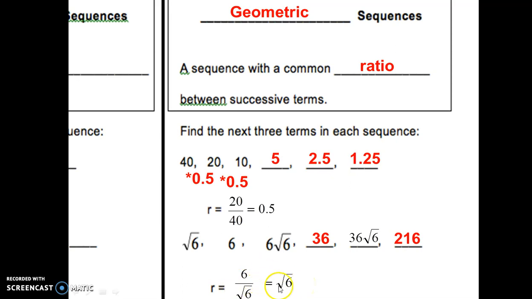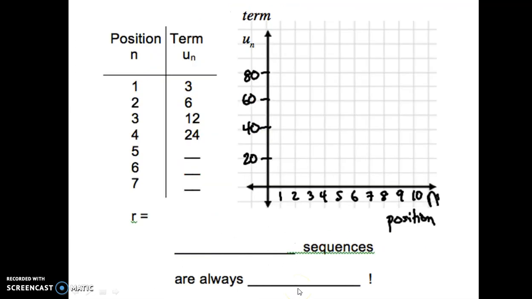That's a little tougher if you've never done radicals, worked with radicals. Don't stress too much about that. All right, so how do we graph a geometric sequence?